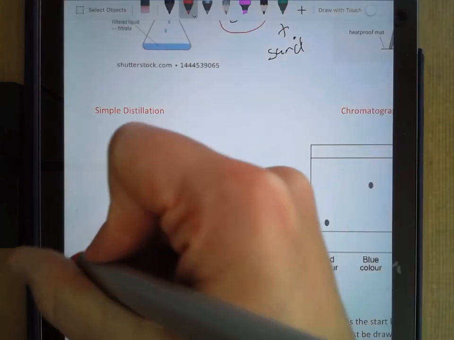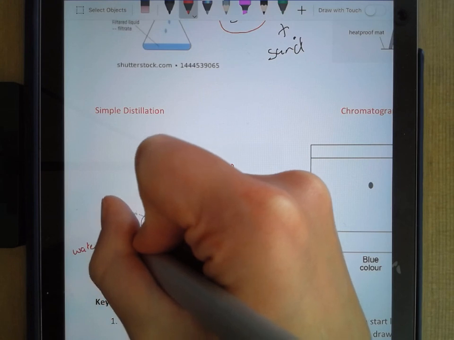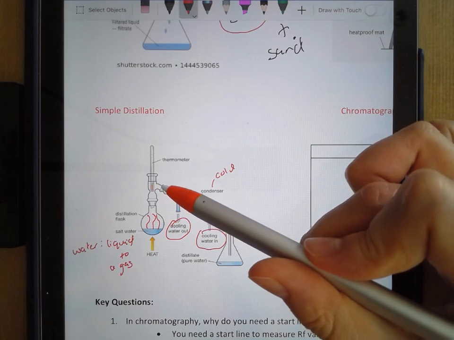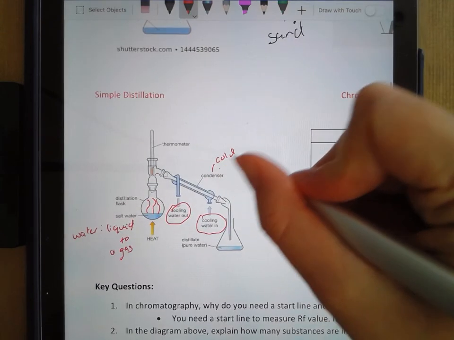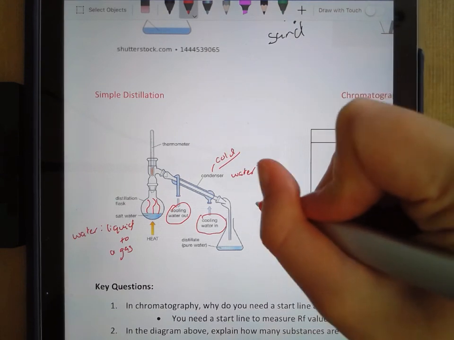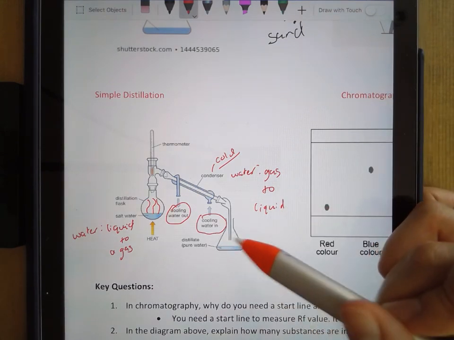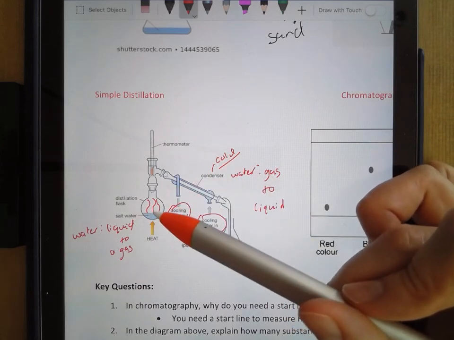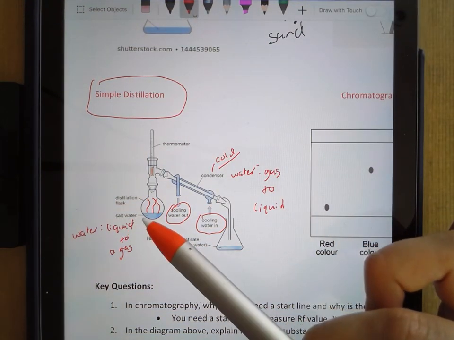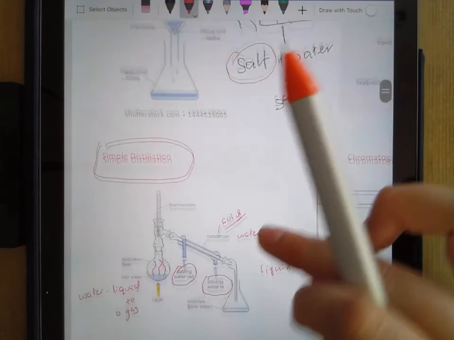So here you are heating, and the water goes from a liquid to a gas. That hot water vapor rises, it gets trapped in the condenser where it is cooled down, and when it is cooled down, the water is going to go from a gas back to a liquid. You can then collect that liquid here, and it will be pure water that you will be able to drink, and all of the salt will be left behind in your distillation flask. This is called simple distillation, and it's a method of separating salt and water that enables you to keep the water instead of losing the water like you would in crystallization.